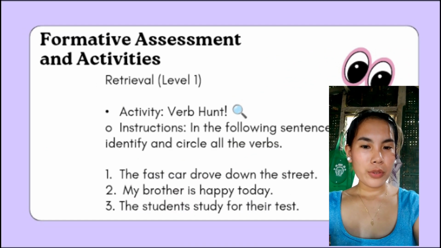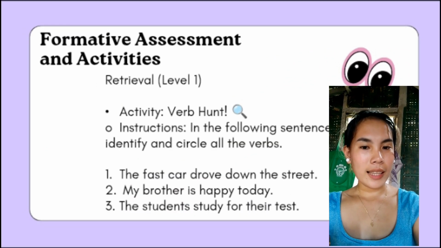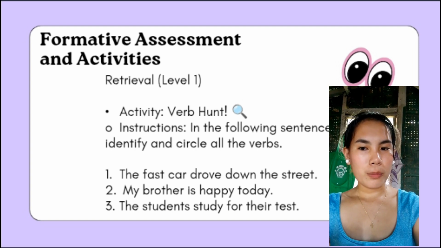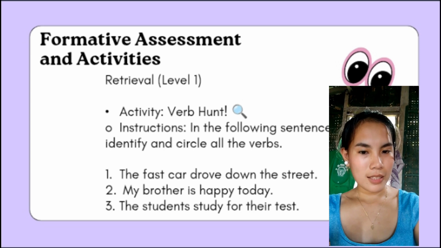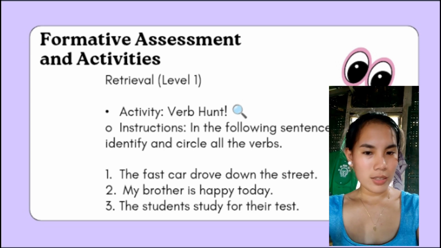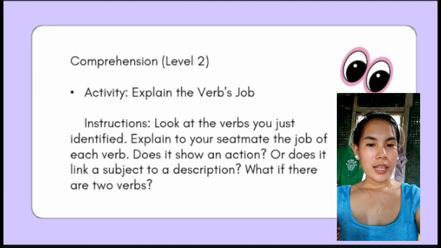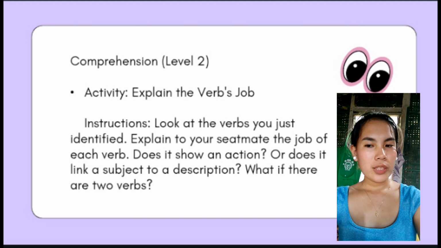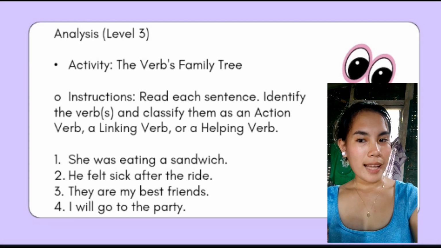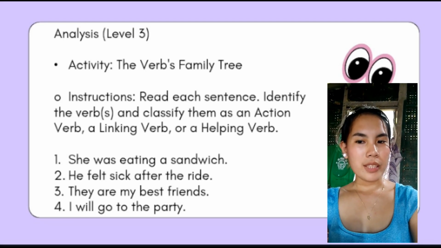Now, let us walk through the formative assessment and activities that align with the taxonomy levels. First we have retrieval. Students would complete a simple verb hunt on their worksheets. They simply have to find and circle the verbs in three simple sentences to show they can recall the basic concept. For comprehension, they would explain the job of each verb they found. This requires them to put the definition into their own words and explain what the verb is doing in the specific sentence.